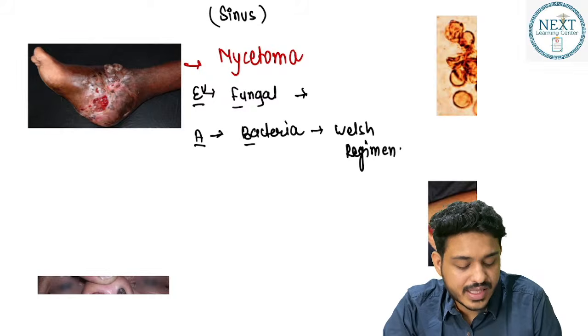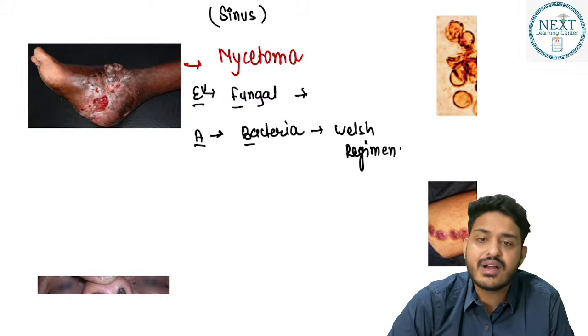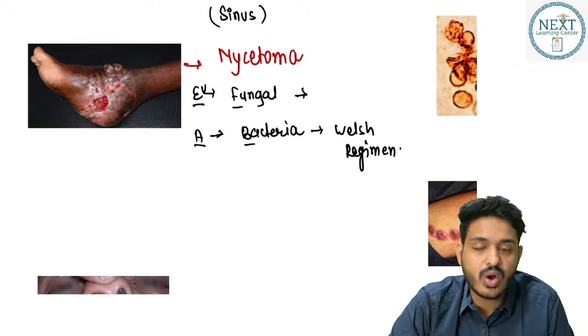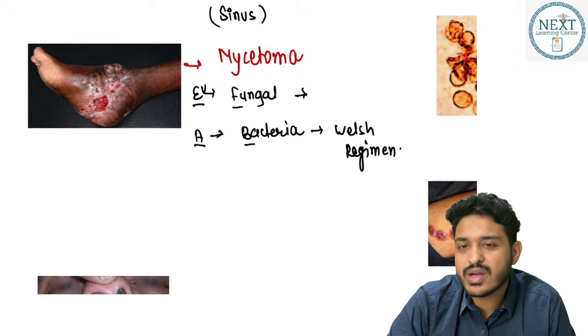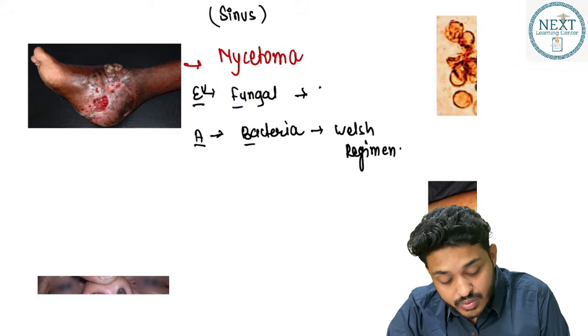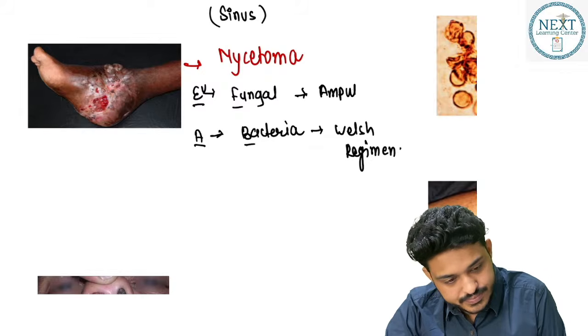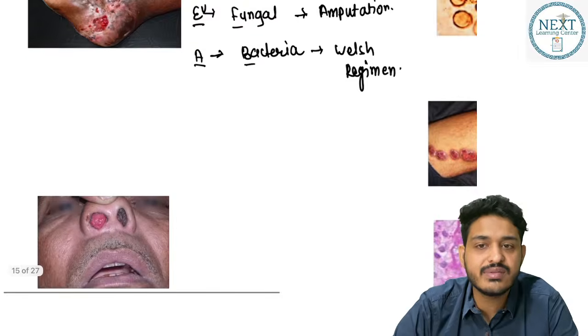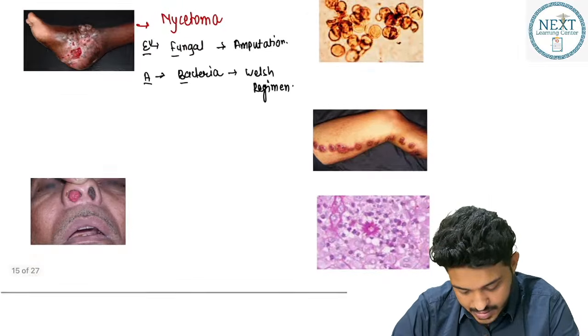Whereas in this particular case, you can use antifungals, but generally fungal infections are going to be what? Chronic, right? And if they are going to be chronic, generally they are going to be causing more damage, leading to what? We need to go for what? Amputation generally. So for fungal, we need to go for what? Amputation, right?